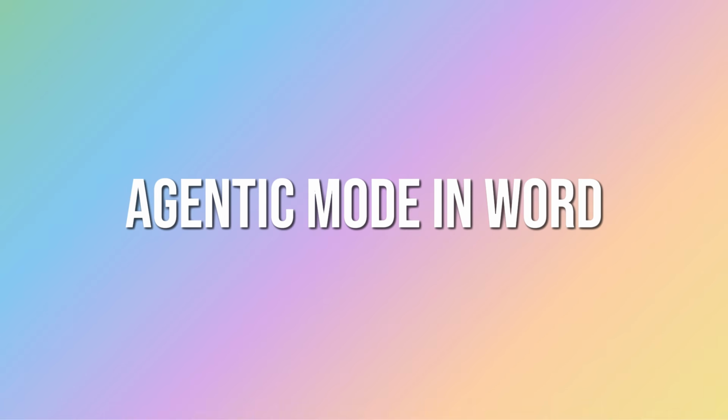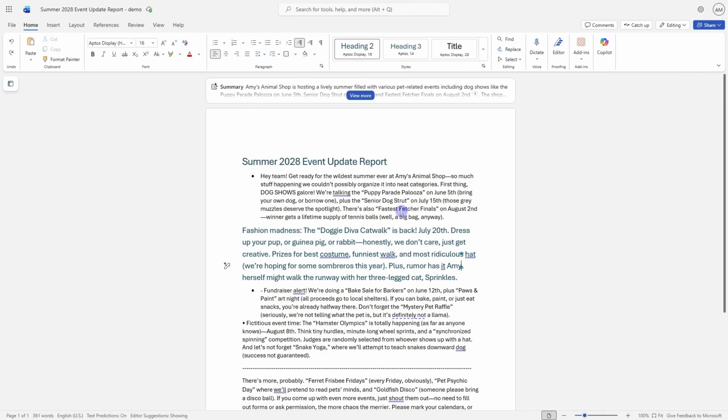Our second example, we will look at using agentic mode inside of a Word document. So at Amy's Animal Shop, we are preparing for our summer 2028 event schedule, and this is going to be an update report.